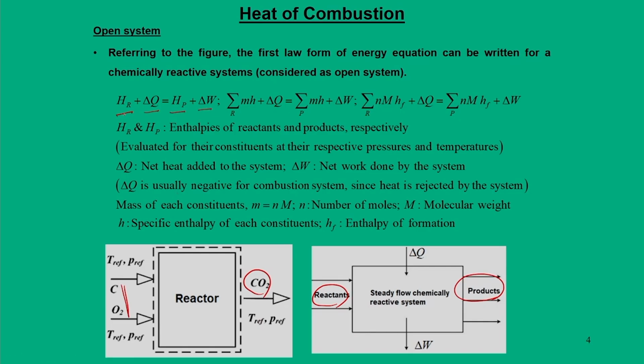Now, if you split the reactants, there can be many constituents. So it is a summation over all the reactants with their corresponding mass and enthalpy, and the rest of the parameters remain the same. This mass can be represented in terms of the number of moles and the molecular weight of those components. Here the enthalpy is represented as HF, and we call this HF the enthalpy of formation. At a later point we will see how this enthalpy of formation is related to heat of combustion.